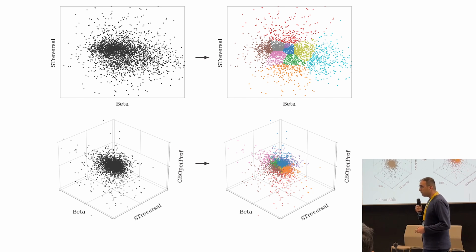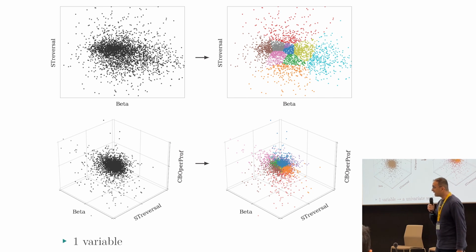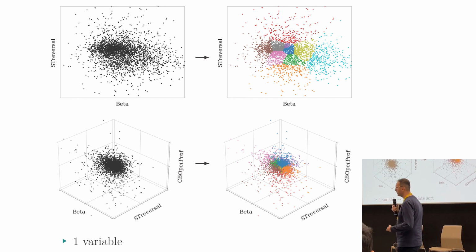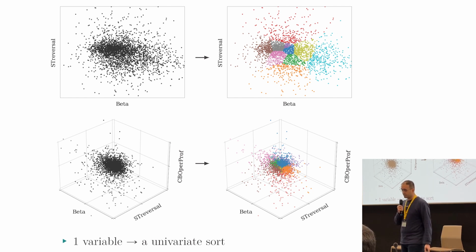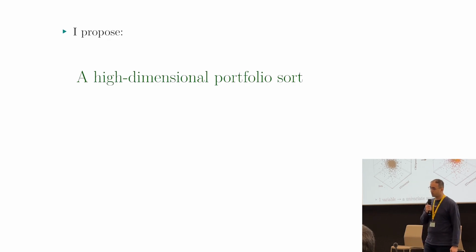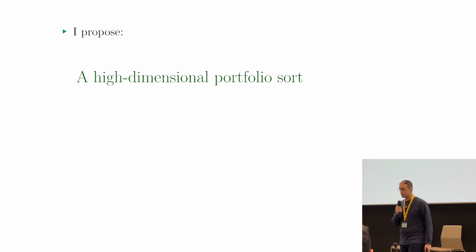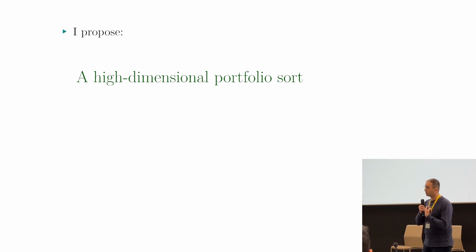And if we had only one variable, my method would be exactly equivalent to the common univariate sort in the literature. So basically my method is in a way generalizing the univariate sort in the literature, and because of this I call this method high dimensional portfolio sorts. So I use a large set of characteristics while keeping the number of portfolios small.